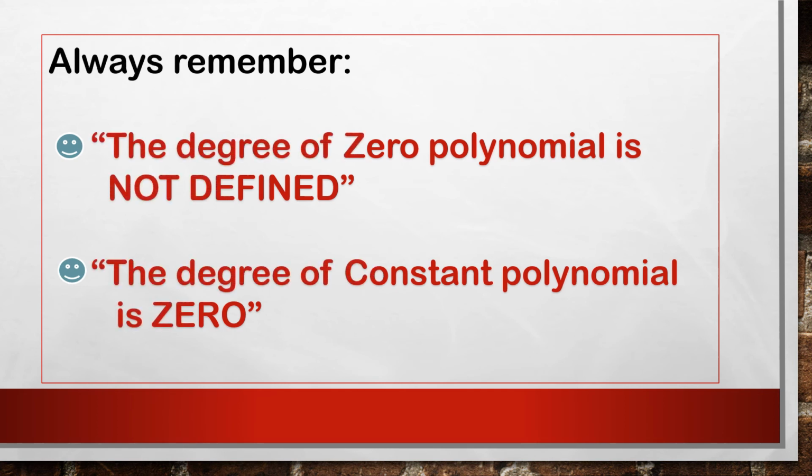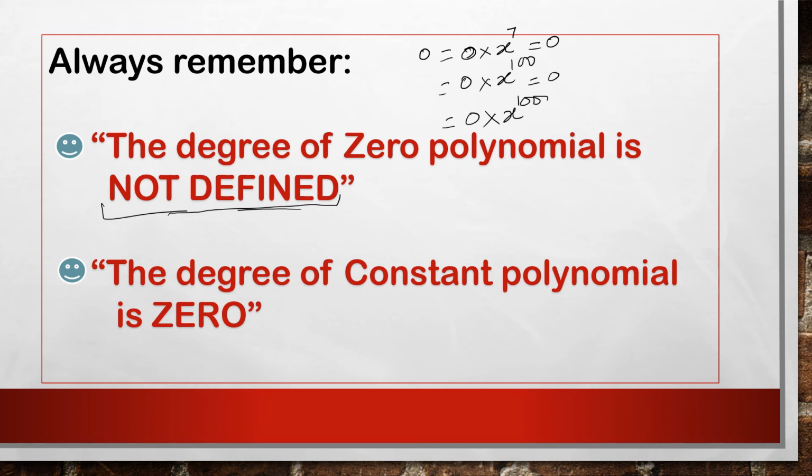Always remember, the degree of zero polynomial is not defined. Why is the degree of 0 not defined? For example, now this is the zero polynomial. I can write it as 0 into x power 7. Again it means 0 only. I can write it as 0 into x power 100. Means we are talking about 0 only. So if we multiply anything by 0, we always get 0. So can you say the degree of the zero polynomial? We cannot say. That is why it is not defined.